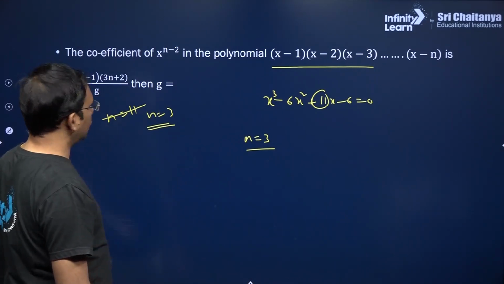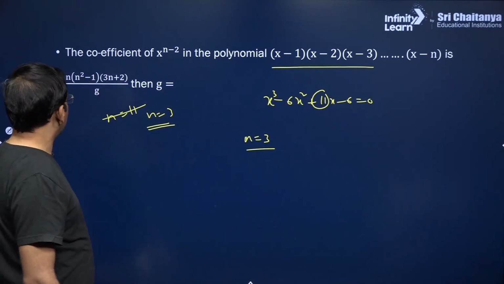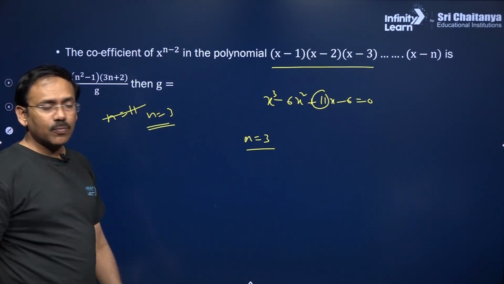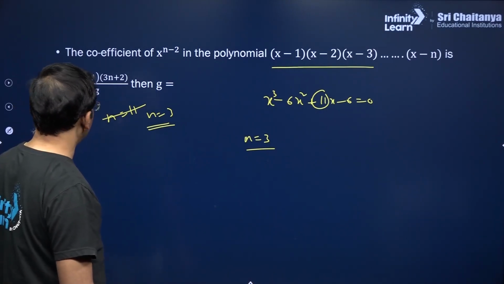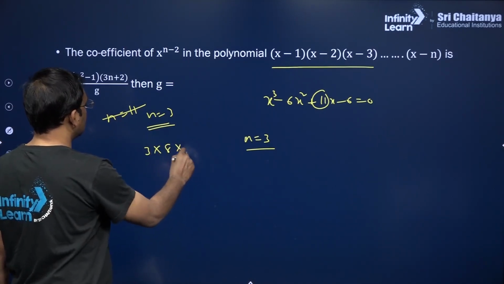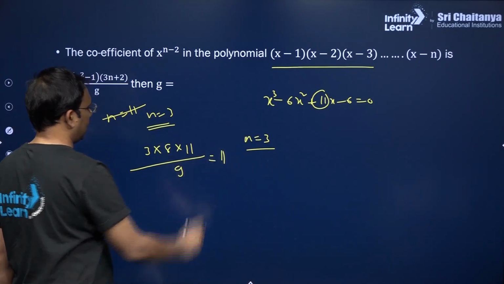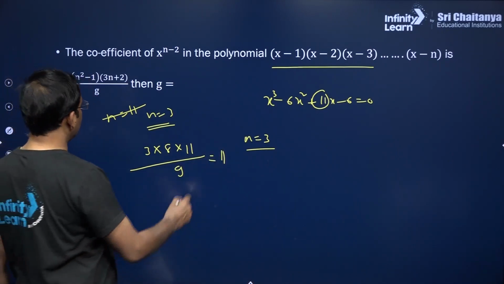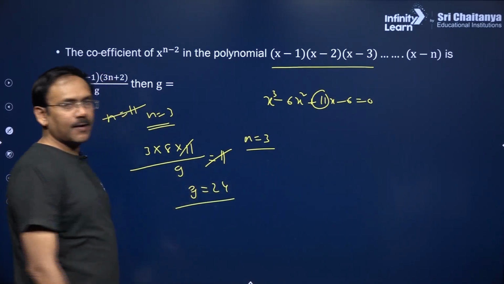So you just substitute, we have taken 3 terms, you are going to get G is going to be 24 something. You can put n is equal to 3, 3 into 8 into 9 plus 2, 11 by G is equal to 11. So friends, these two get cancelled, G is equal to 24.